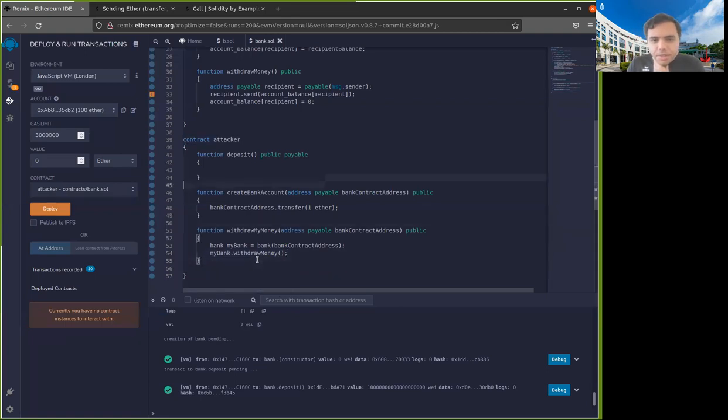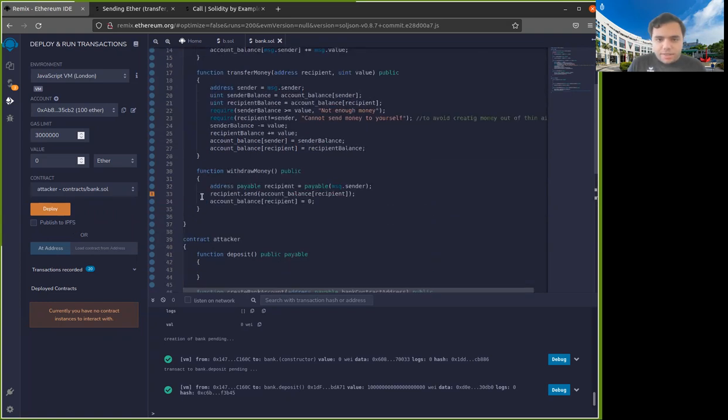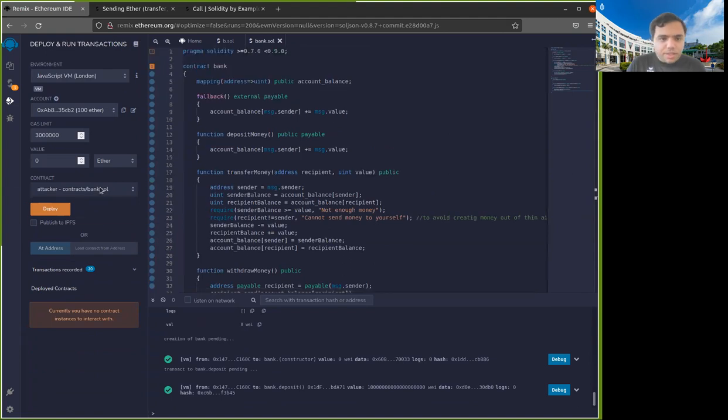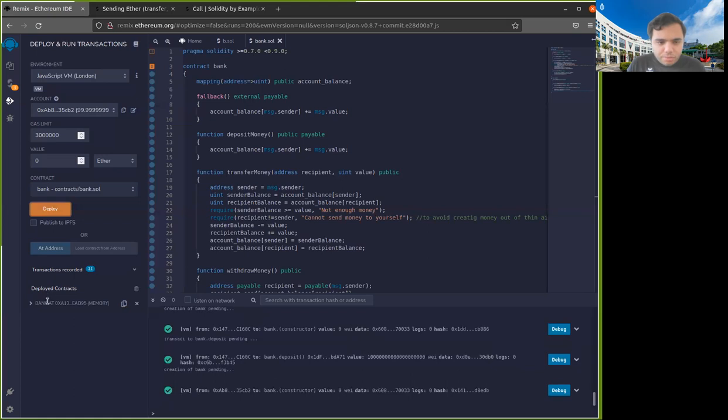Okay. So now I have a contract that is working with the bank as if it's a real person. It's creating a bank account, putting money in that bank account, and then withdrawing money from that bank account. Now, let's just deploy these things and see that they actually work, but then I will come back and do the attack. So I first deploy my bank.